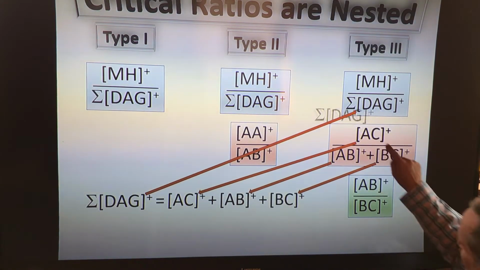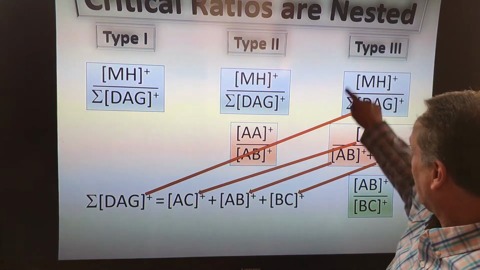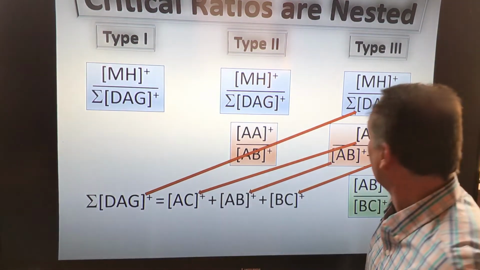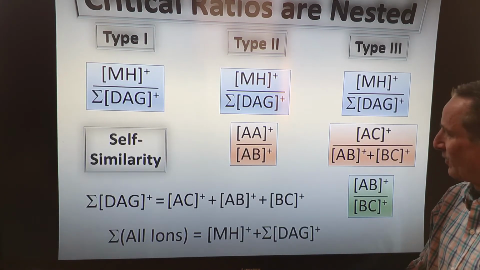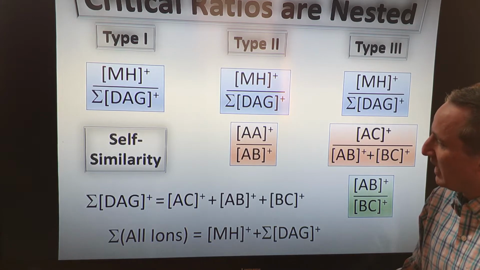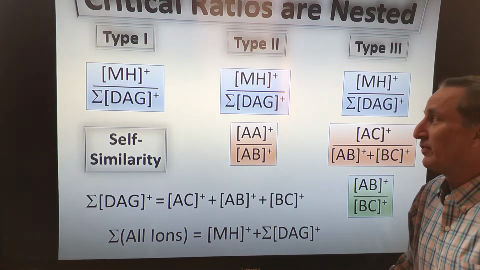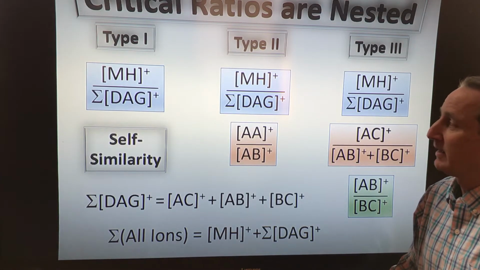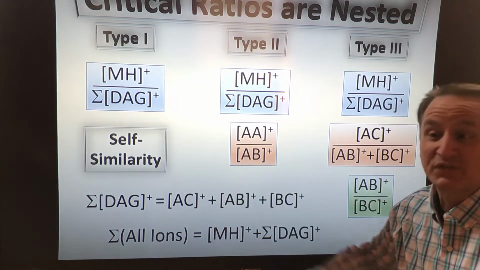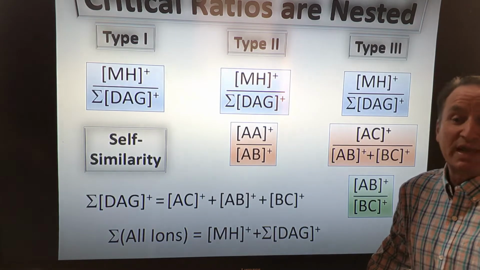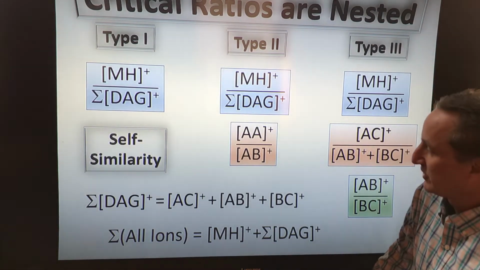So the sum of these then becomes the denominator in that ratio. And then the sum of everything is the sum of all ions. So you can see that it wasn't super conscious doing it, but I ended up building a set of equations that had the property of self-similarity. Each one was nested into the one above it, just like the Fibonacci series is.